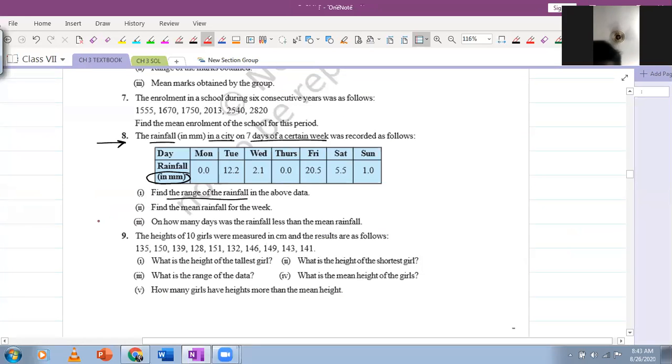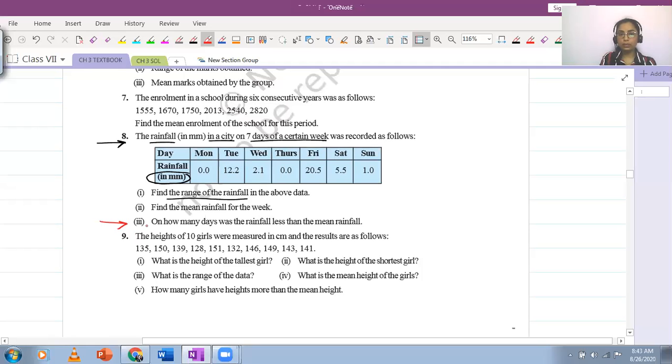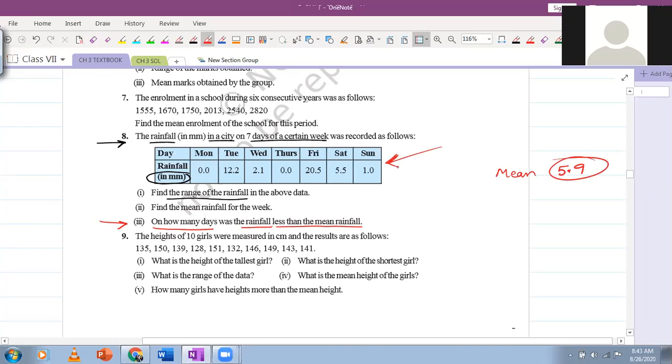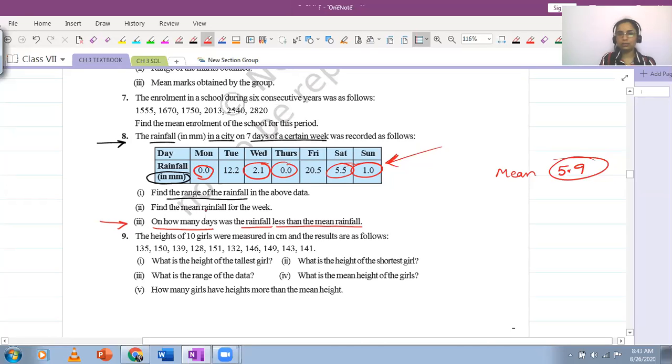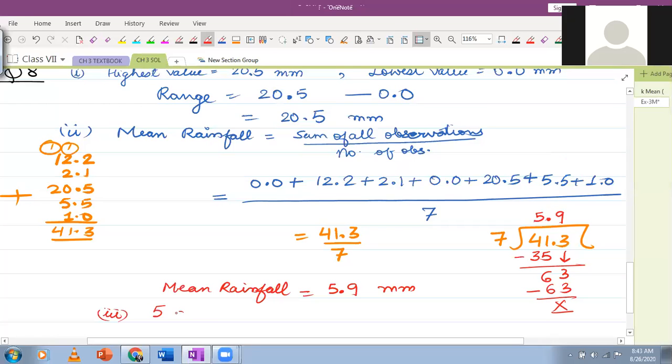Now, question number 3. Read it very carefully and understand what they're asking. On how many days was the rainfall less than the mean rainfall? Now we found the mean, the answer, our mean came to 5.9, right? Now from this table, count how many days the rainfall was less than 5.9. One this one, this one, this one and this one. How many days? 5 days. So answer 5 days. That's it.